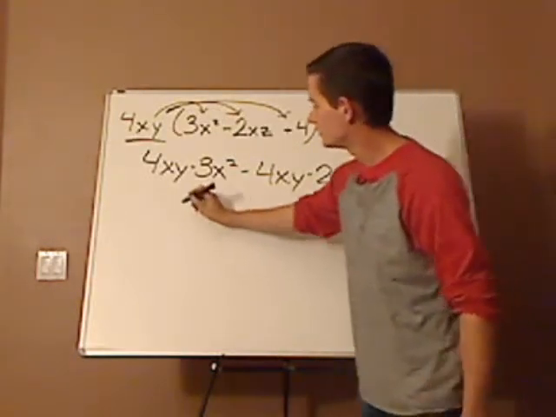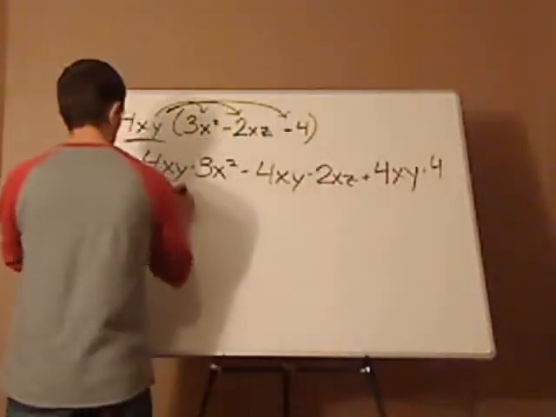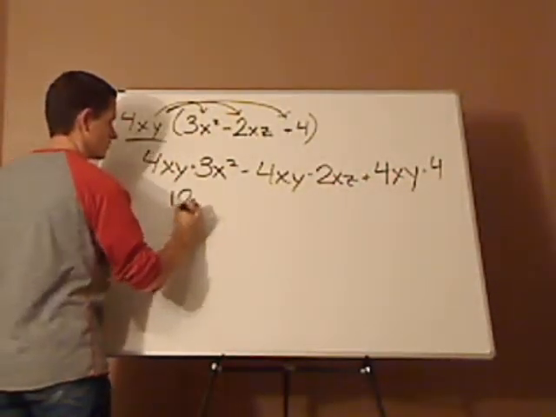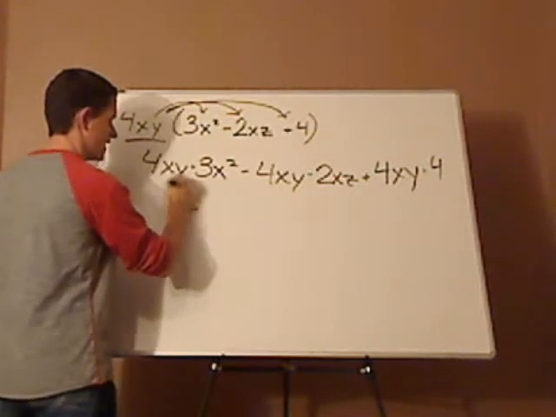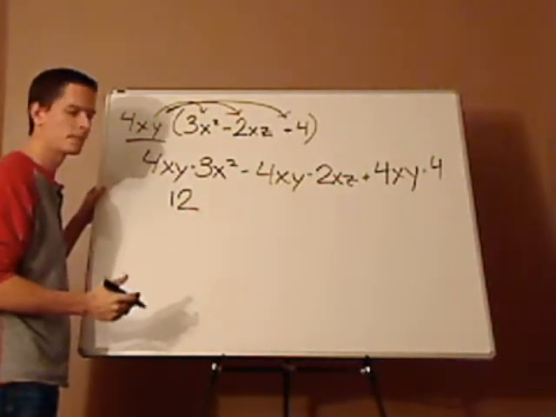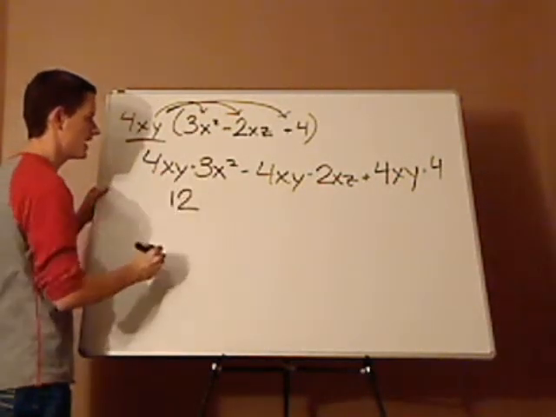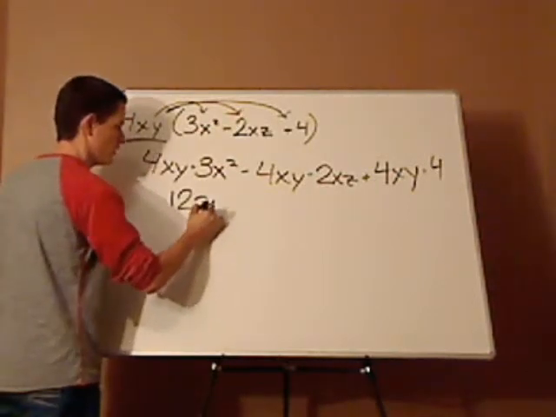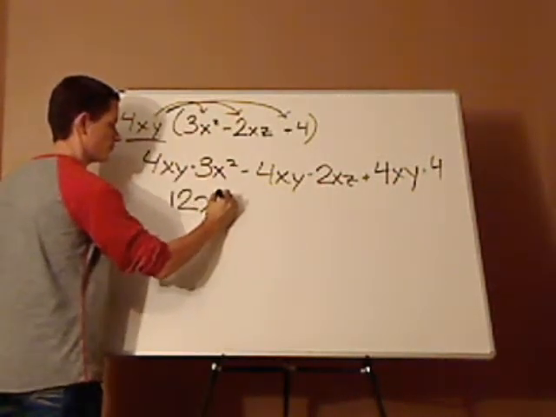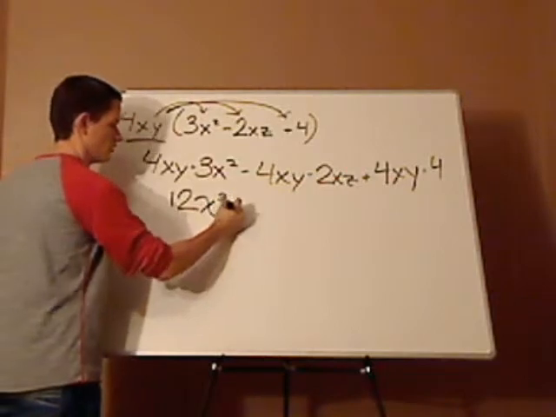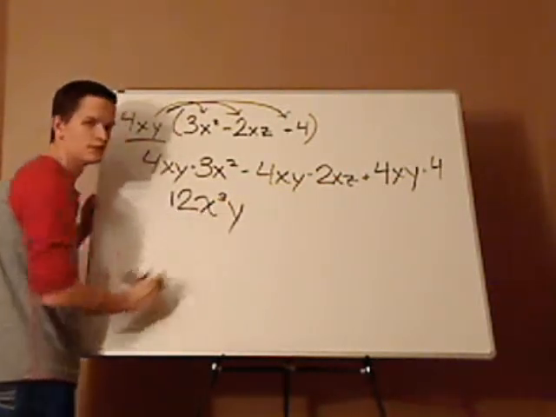You're going to get 12. And the x's, you can combine them. What's x to the first times x to the second? Yeah, you add the exponents. So the x cubed. And you're multiplying, so you can just put the y there.